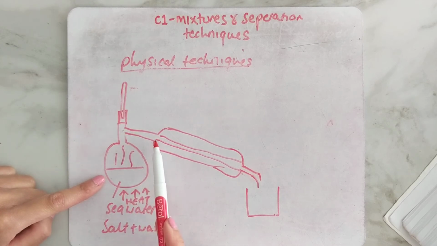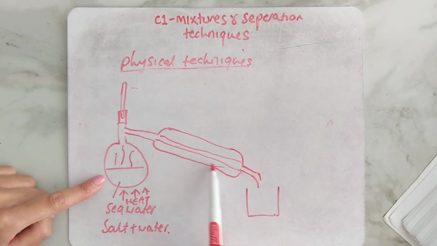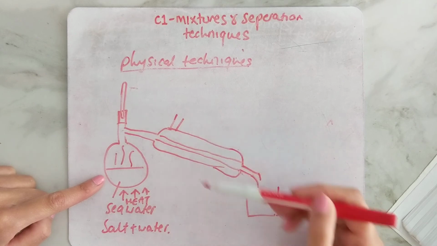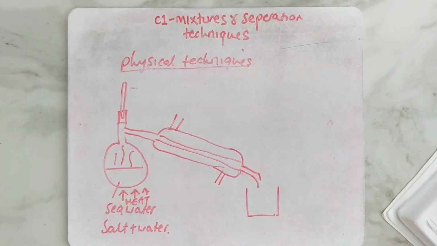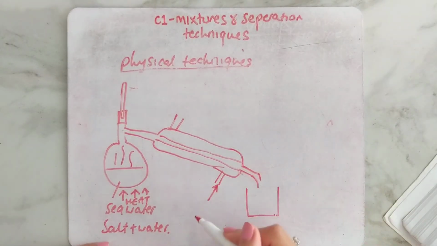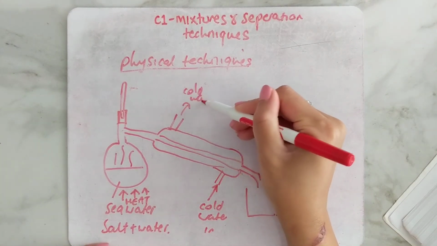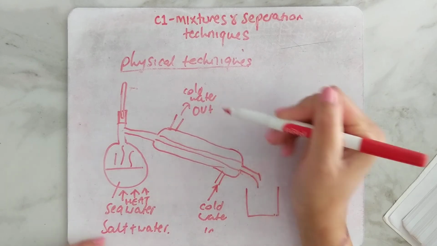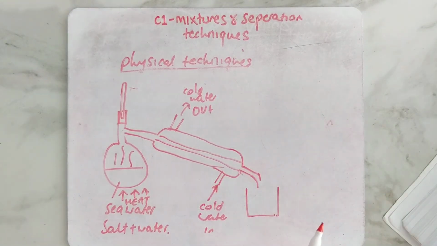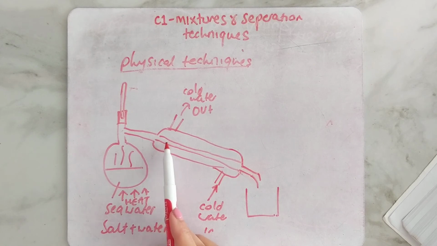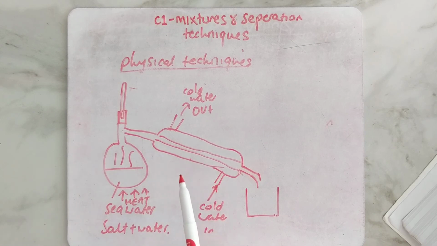Now the condenser has cold water running through it on both sides like this. It's usually shown like this, where the cold water goes in, cold water in, and cold water out. This is to just keep the whole condenser cold, basically. But none of that cold water is going to pass through where the gas is passing through. It's just making the whole thing cold.